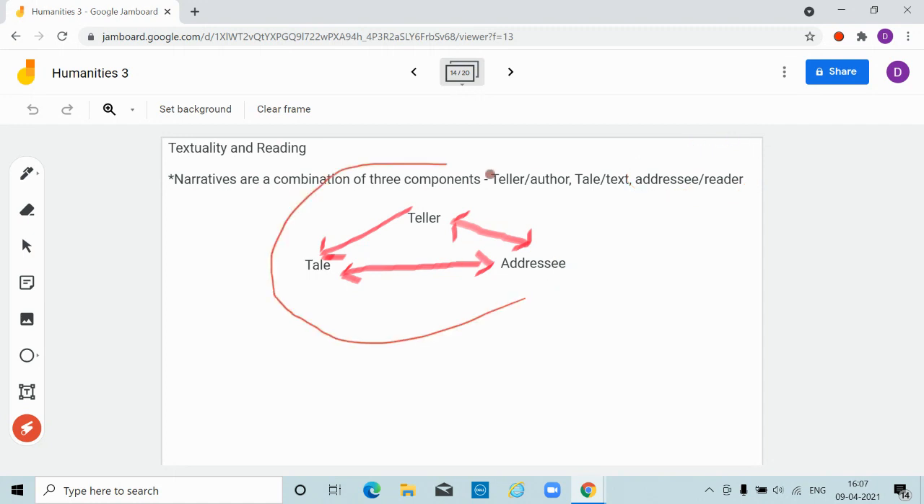So there's a diagram, and all these three components are interconnected. You cannot remove one component from this combination and expect a narrative to be complete. If it is to be complete, all these three components are supposed to be there.